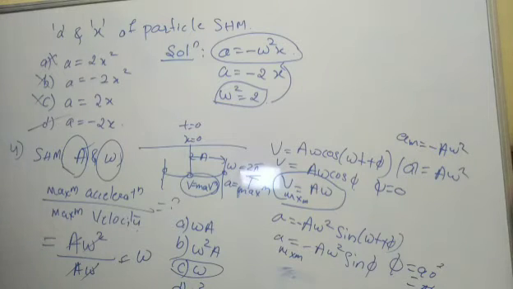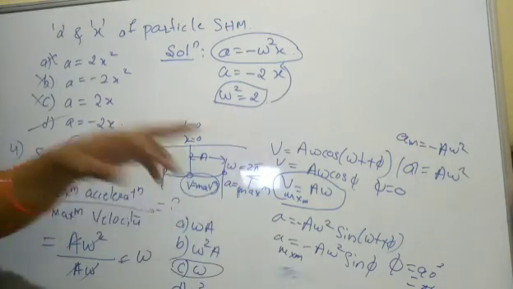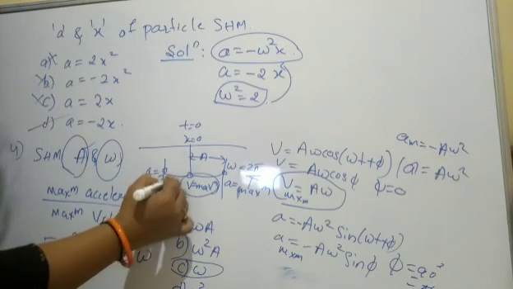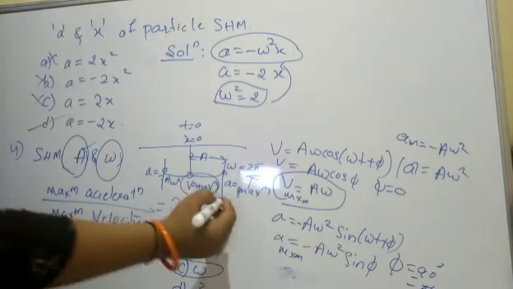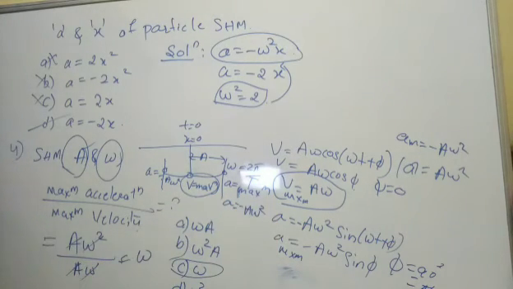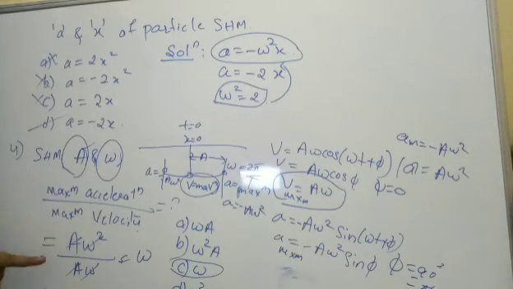When you go ahead with the modulus of the acceleration, because this minus a omega square will remain the same whether it is in the negative direction or the positive direction here. So that's why we are taking the modulus of a, just to remove the negative sign. Modulus of a will be equal to a omega square.